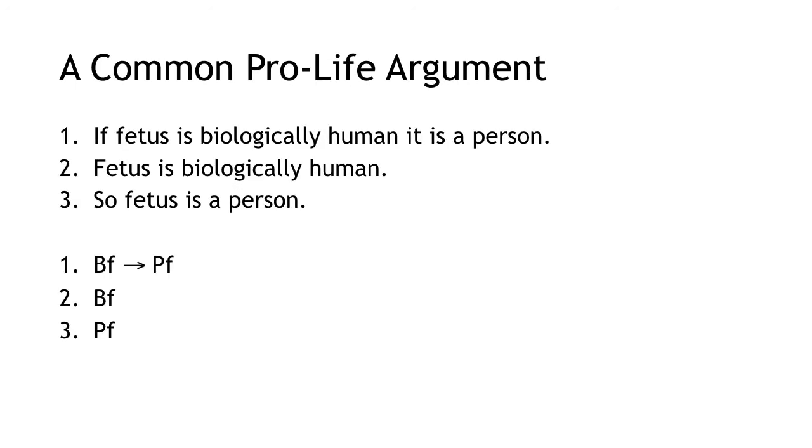And a common pro-life argument works with this idea of sufficient conditions. One common pro-life argument says being biologically human is a sufficient condition for being a person. The fetus is biologically human, so the fetus is a person. You guys can see the symbolization down here: BF, then PF; BF, so PF.